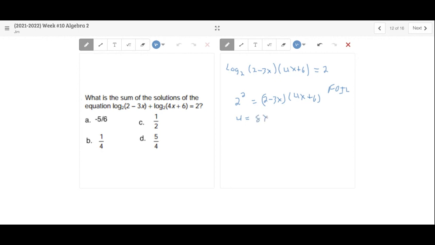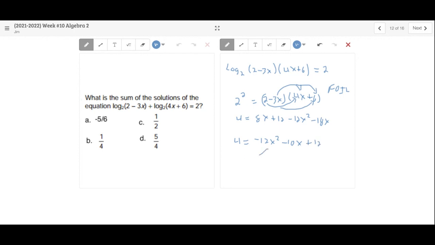So this is going to end up being, what, 8x plus 12 minus 12x squared minus 18x. All I did is I FOILed this out, multiply these, and then I'm going to simplify. So this becomes, what is that? Negative 12x squared. 8x plus negative 18x, that gives me negative 10x plus 12.